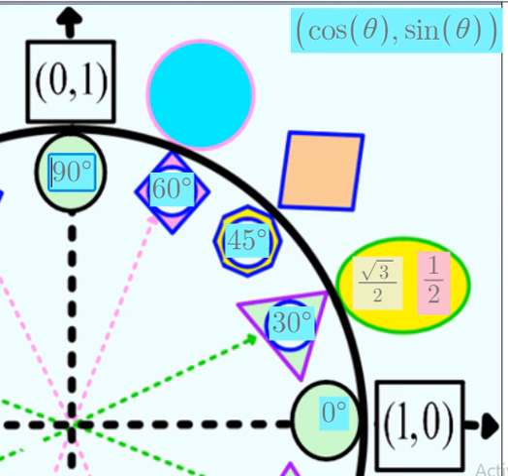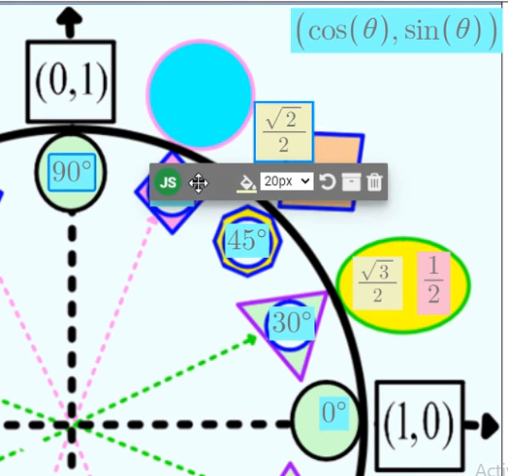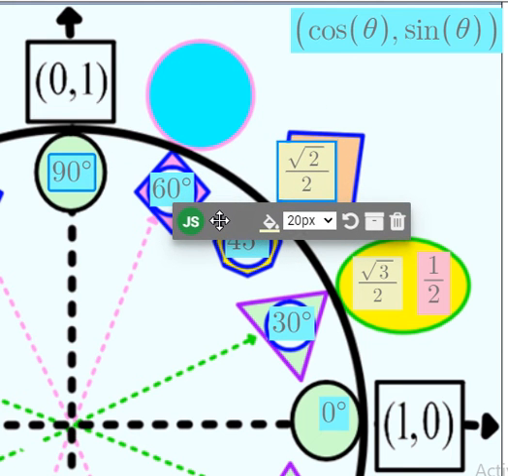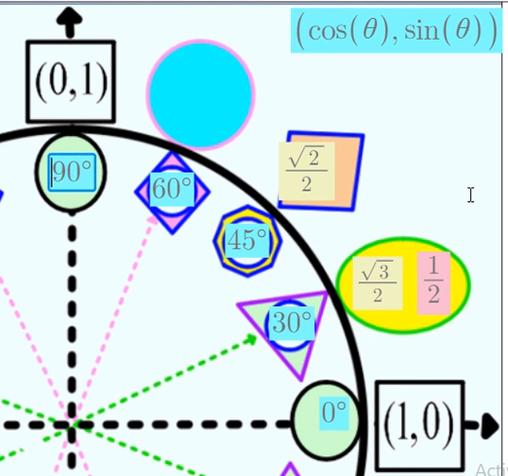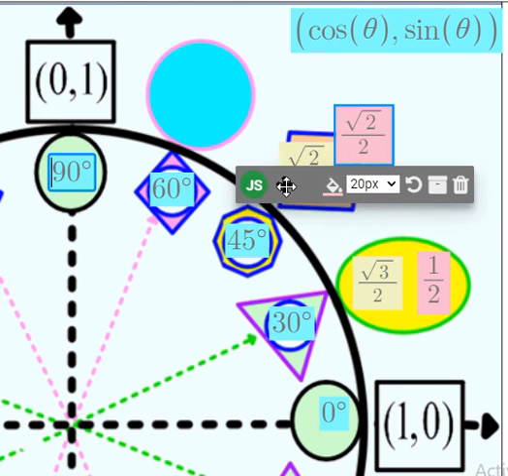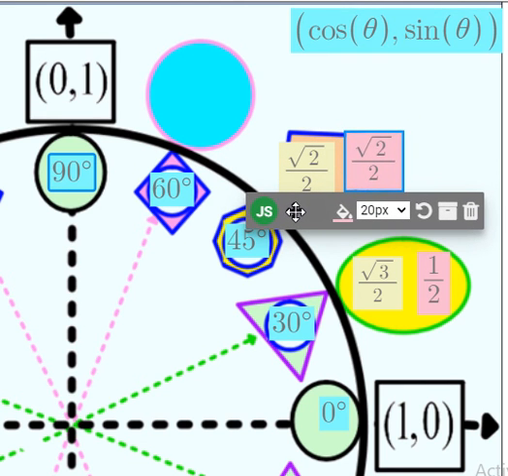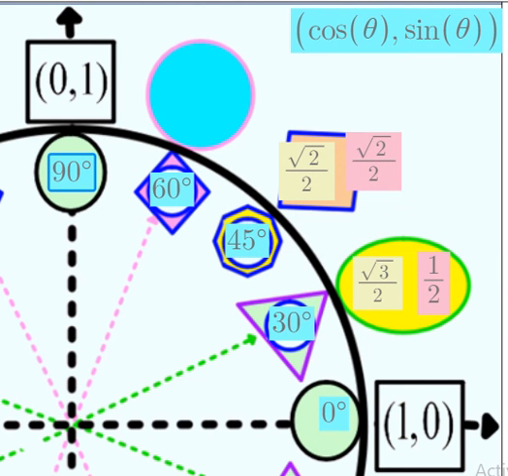Now, when we go to 45, one thing that makes 45 my favorite is sine and cosine are the same. So the cosine of 45 degrees is radical 2 over 2. The sine of 45 degrees is also radical 2 over 2. So that's complete. Now all we're left with is 60.